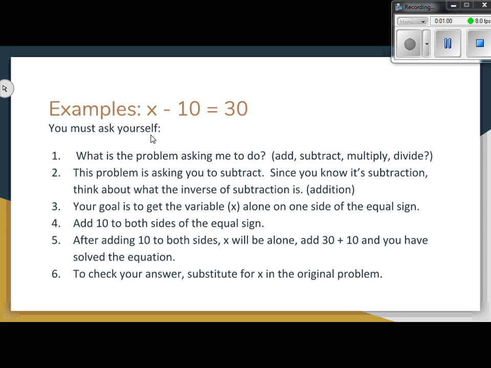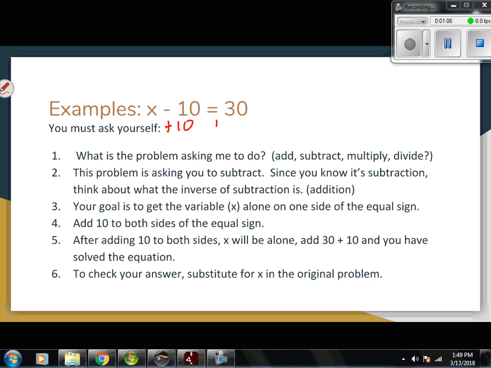So since we know that the inverse operation of subtraction is addition, we're going to add 10 to both sides. That leaves x alone. Our 10 cancels out, and we're left with 40. And what we can do is go back and insert what we solved for x back into the problem. 40 minus 10 equals 30, and it should work out if it's correct, if I've done my math correctly.